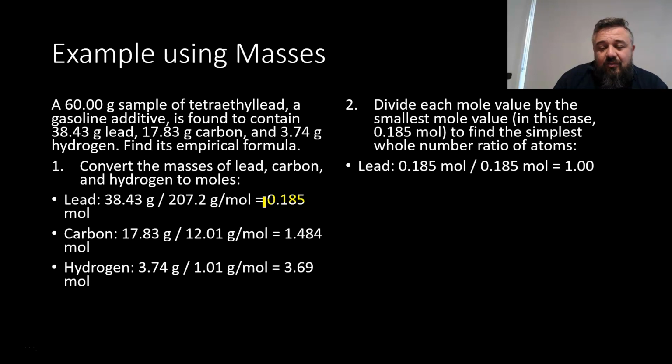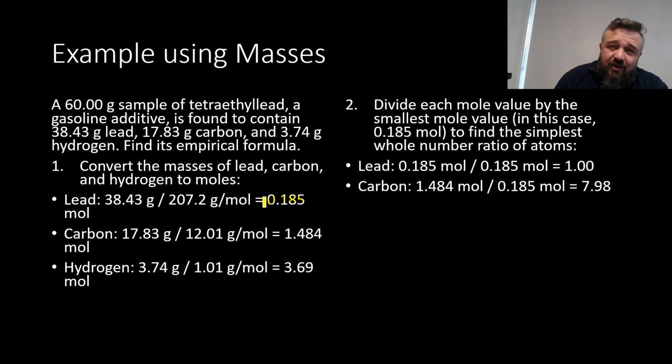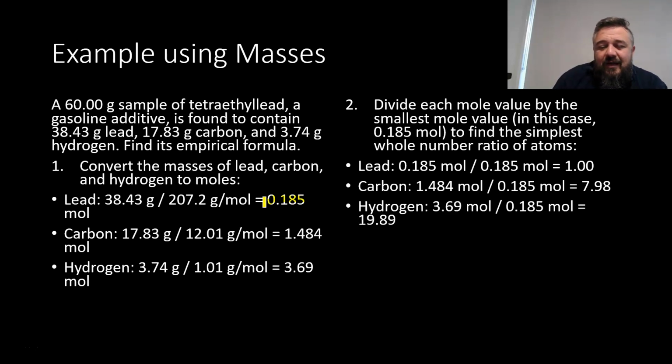So divide everything by 0.185, and this is going to give us the whole number ratios. So 0.185 divided by 0.185 is 1, so there's 1 lead. Carbon is 1.484 divided by 0.185, and it gives us 7.98. Now that is very, very close to 8, so we can accept that as 8. Usually if something's about 0.2 off, you can go with it, but if it is more than 0.2 off, you've got to move on. You've got to do some maths in a second, and that'll be our next example.